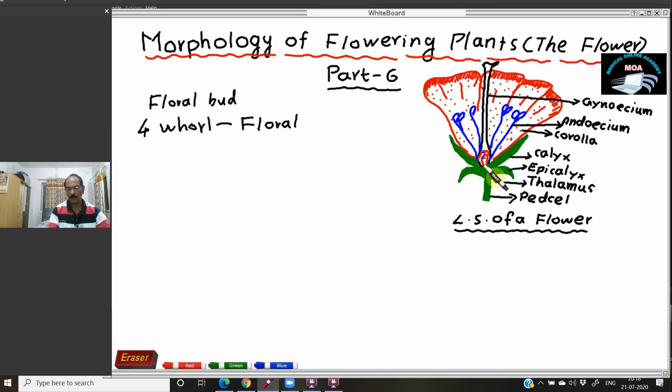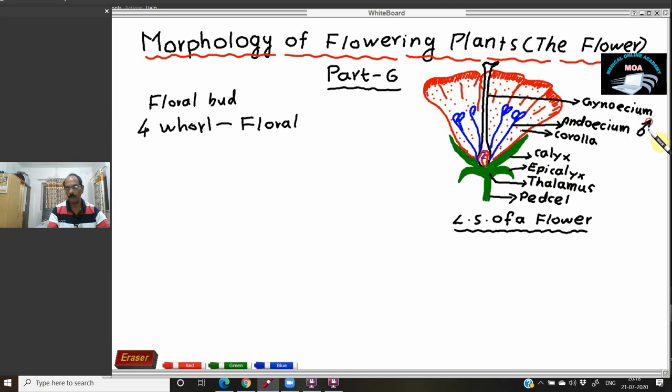On the thalamus, you can see the nodes and internodes, and from the nodes it produces the first whorl, known as the calyx, and in some flowers an epicalyx may be present. Then inner to the calyx, from the node it produces another very brightly colored structure known as the corolla, and inner to that it produces the third whorl, known as the androecium, and this androecium is the male sex organ.